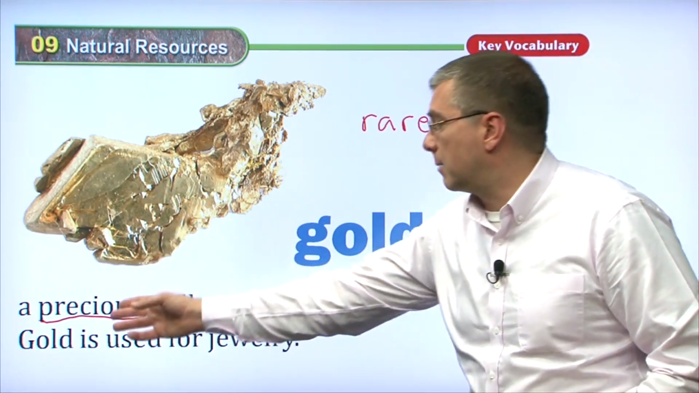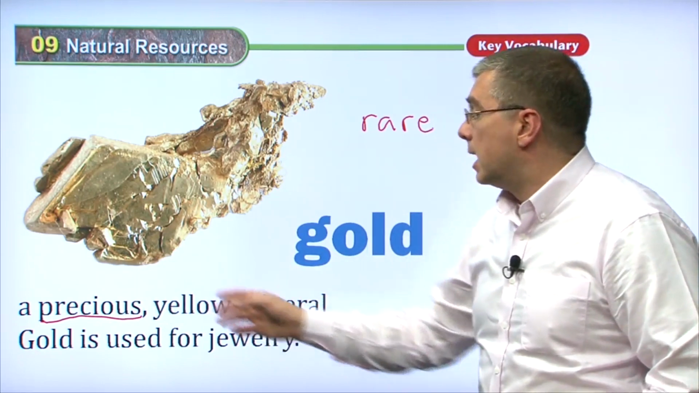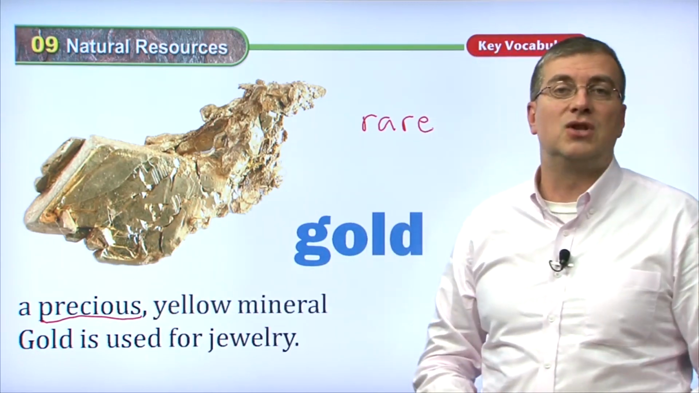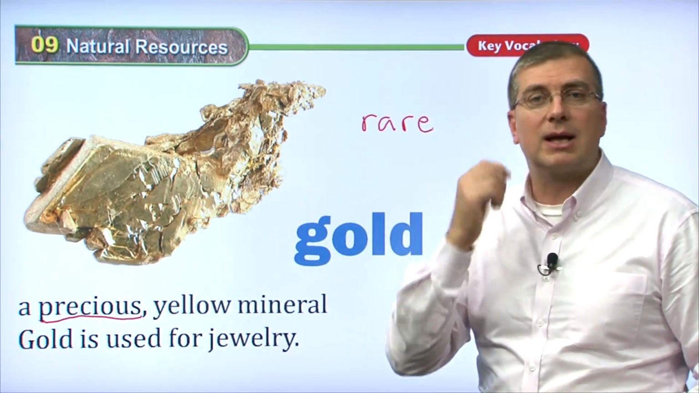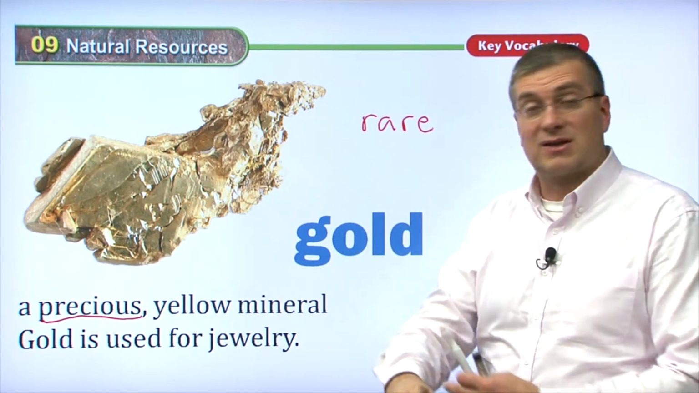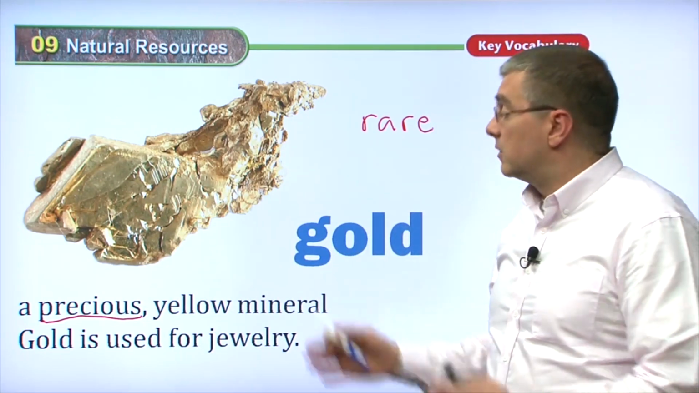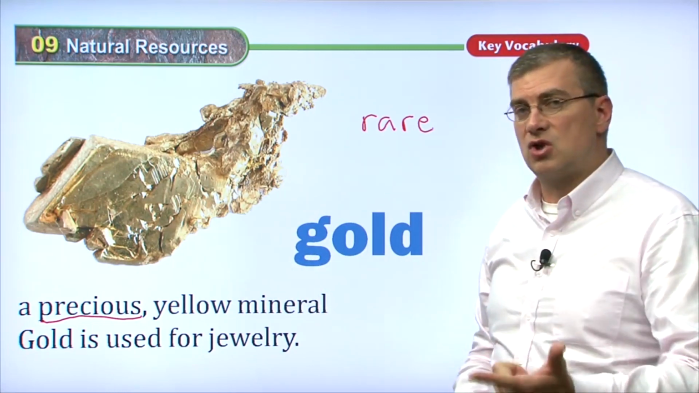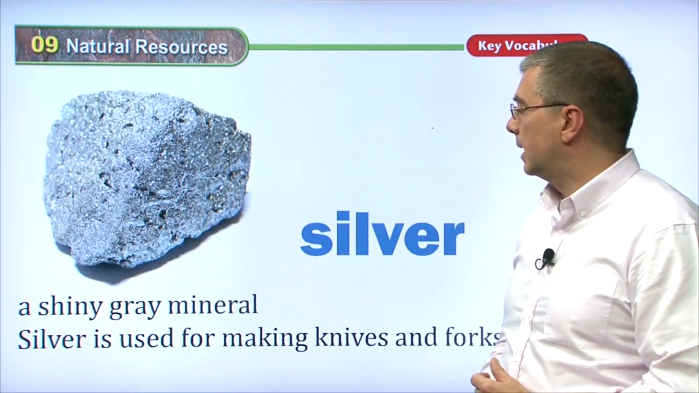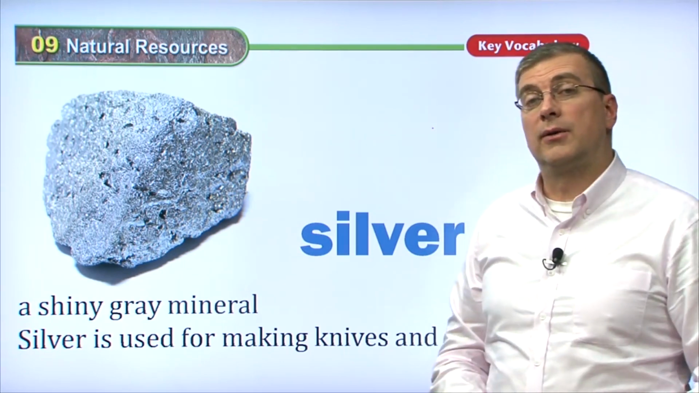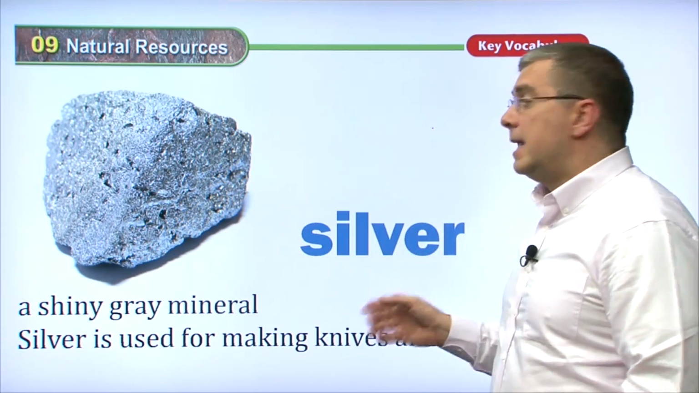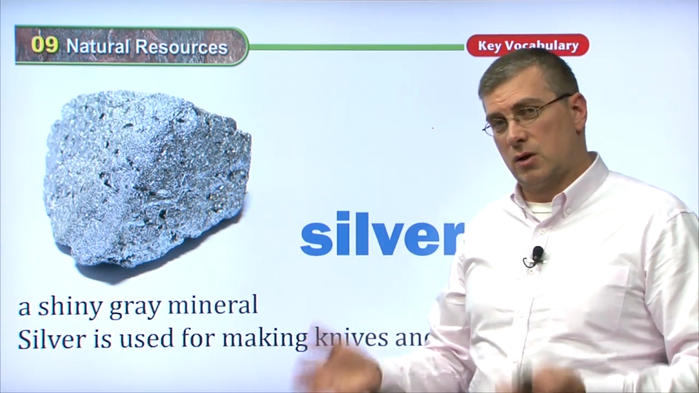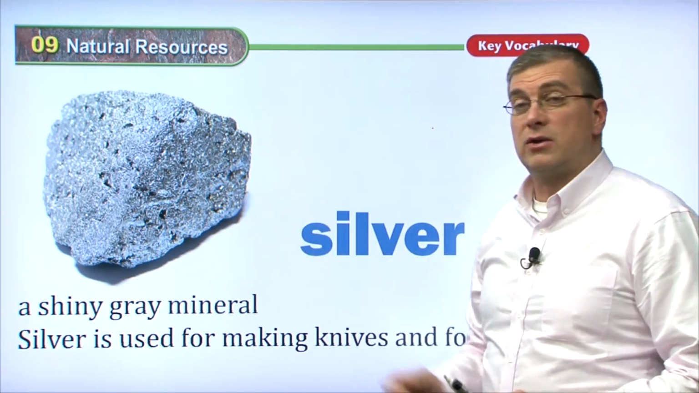Okay? So gold, a precious yellow mineral. Gold is used for jewelry, as I've just said. Rings, earrings, necklaces, bracelets, all types of different jewelry. So this is why gold is precious and it's very famous. Used for money, used for jewelry. Okay. Also, another famous type of mineral is silver. Now, silver is similar to gold. It's also been used for money.